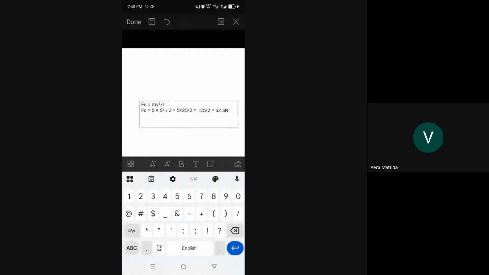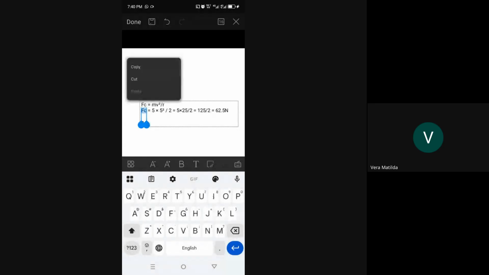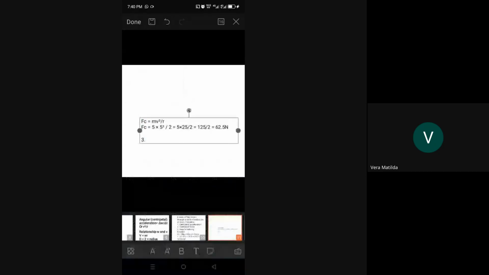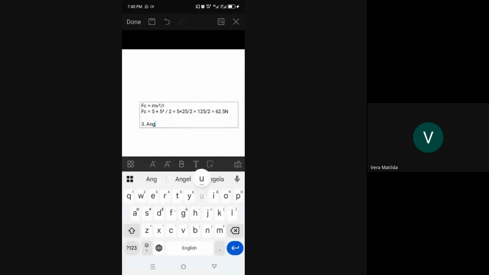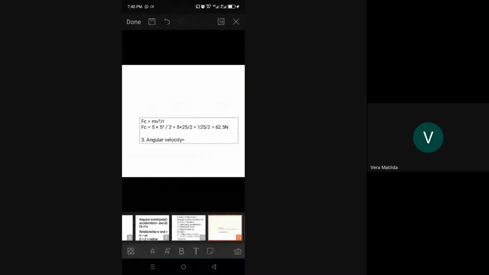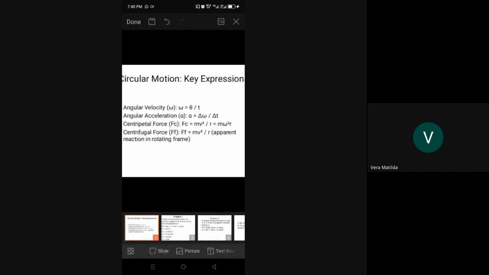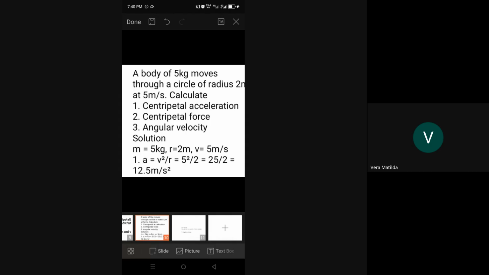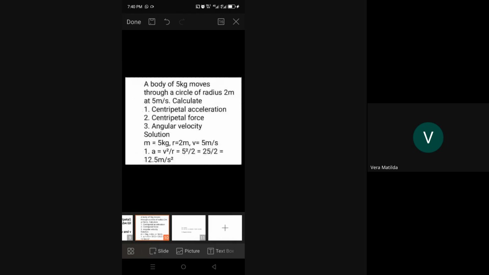Then the third question, question number 3 says you should calculate the angular velocity. If you want to use, see the formulas that you can use. But I want to show you something. Let's go back to the beginning. One of the formulas you can use for angular velocity is theta over time. But in this question, there is no theta. They did not mention theta, they did not mention time. So it means you can't use that formula.